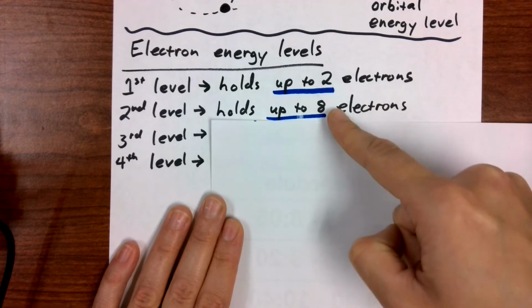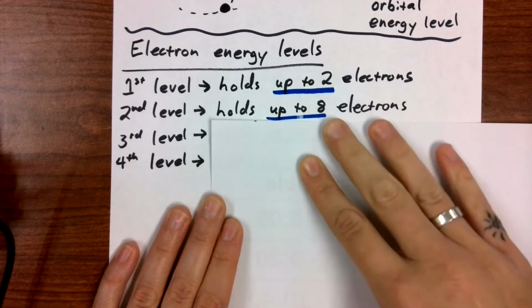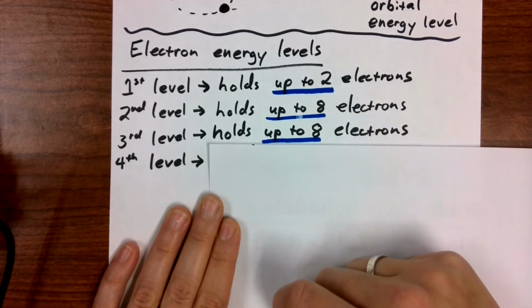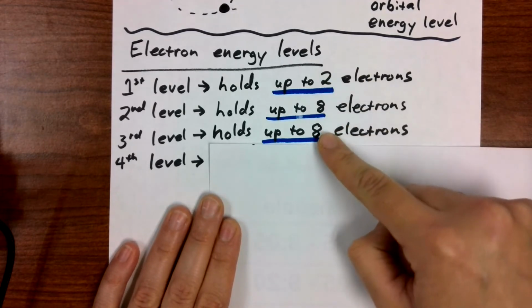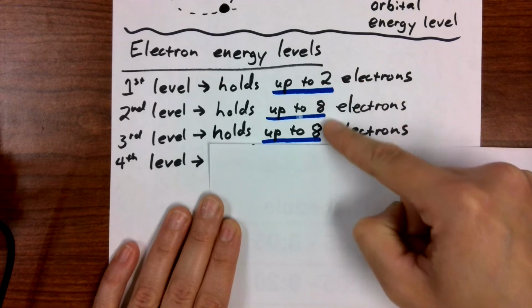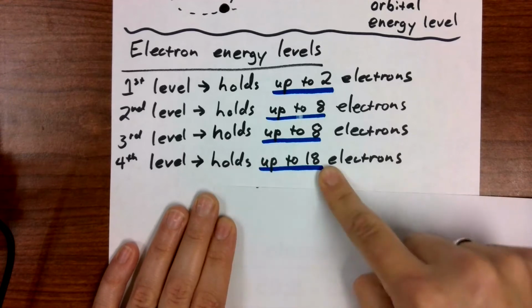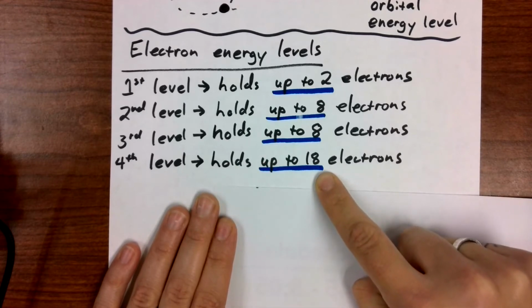Once we fill up those first 2, we need to go to the 3rd energy level, so we're getting more energy. That one can also hold up to 8 electrons. And finally, if we fill all those up, we need to move up to our 4th energy level, and that one holds 18 electrons altogether.